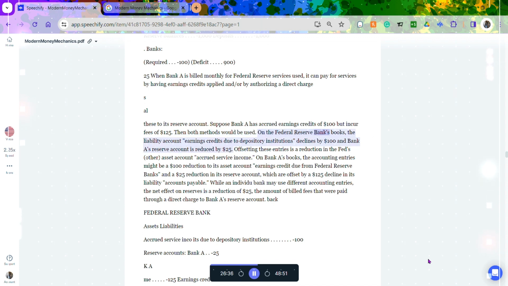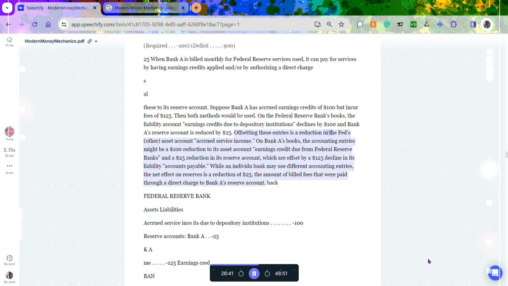On the Federal Reserve Bank's books, the liability account earnings credits due to depository institutions declines by $100 and Bank A's reserve account is reduced by $25. Offsetting these entries is a reduction in the Fed's other asset account accrued service income. On Bank A's books, the accounting entries might be a $100 reduction to its asset account earnings credit due from Federal Reserve banks and a $25 reduction in its reserve account, which are offset by a $125 decline in its liability account accounts payable. While an individual bank may use different accounting entries, the net effect on reserves is a reduction of $25, the amount of billed fees that were paid through a direct charge to Bank A's reserve account.